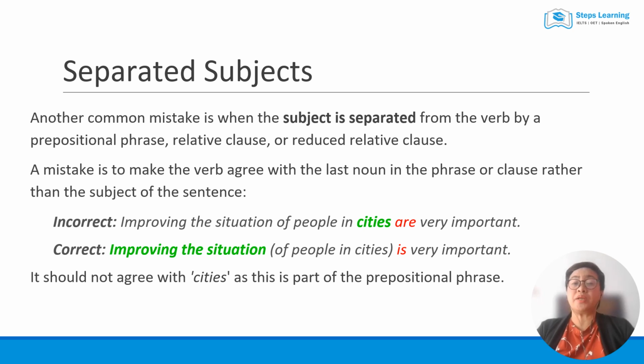Next, let's go to separated subject. Another common mistake is when the subject is separated from the verb by a prepositional phrase, relative clause, or reduced relative clause. A mistake is to make the verb agree with the last noun in a phrase or clause rather than the subject of the sentence. So incorrect sentence, improving the situation of people in cities are very important. The correct way is improving the situation of people in cities is very important. It should not agree with cities, as this is part of the prepositional phrase.